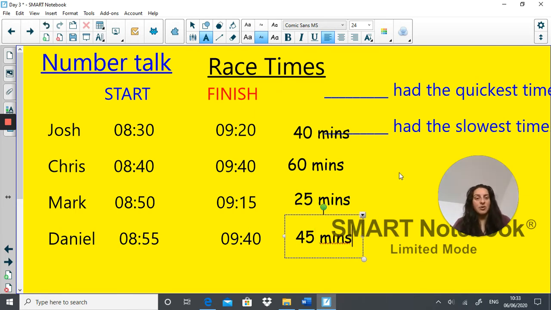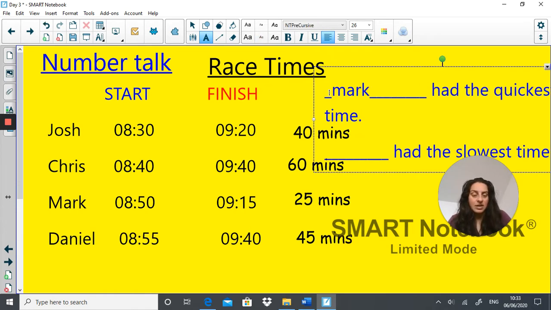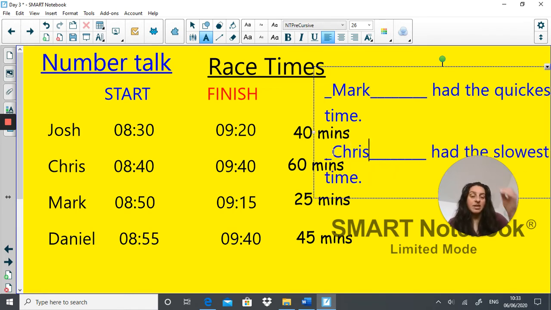So who was the quickest? For the shortest time, Mark was the quickest, and Mark had the quickest time. And who was the slowest time? Who took the longest? Chris the longest, who's 60 minutes. So Chris would have had the slowest time. So hopefully you worked that out. If you did, well done. If not, don't worry, you've got lots of chances to practice in today's lesson.